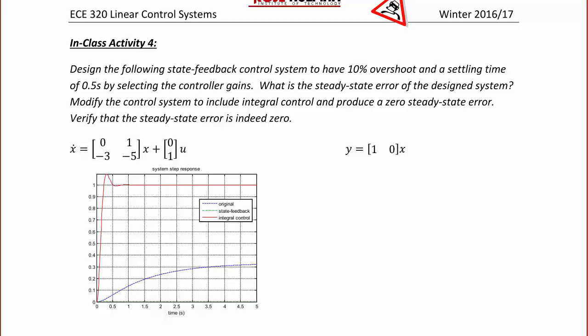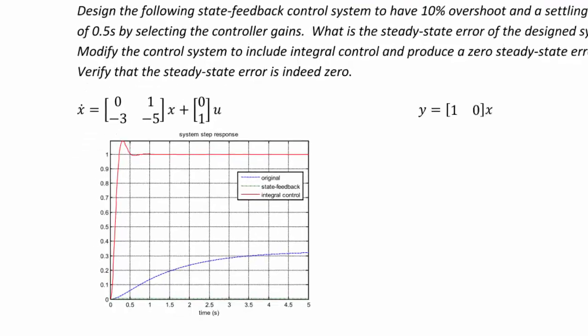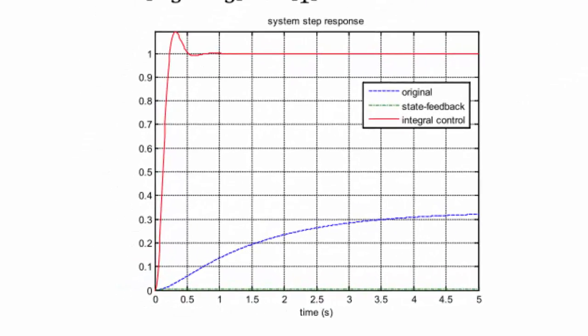So x dot is equal to [0, 1; negative 3, negative 5]x plus [0; 1]u, and y equals [1, 0]x. So here I've plotted the results for the original system, the state feedback system, and the integral control. First, the original system is the blue line. You can see here that it does have a significant steady state error and that the settling time is much larger than 0.5 seconds.